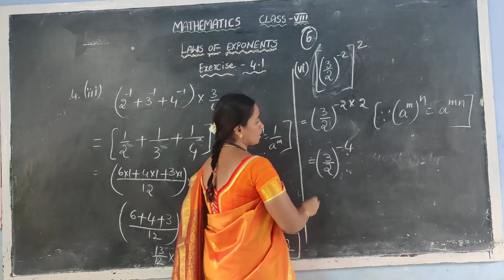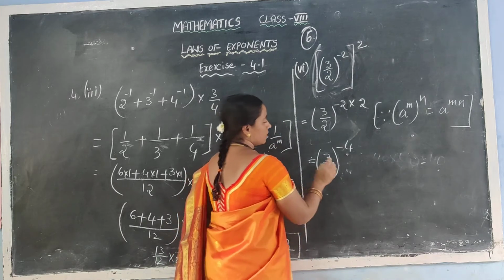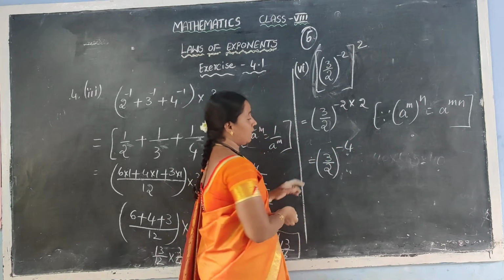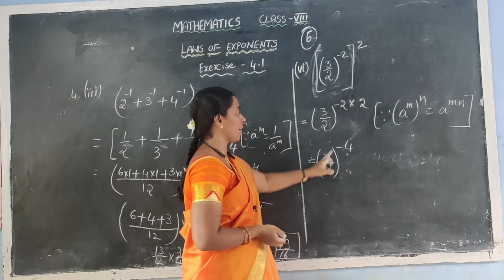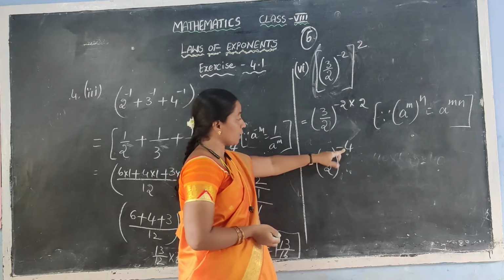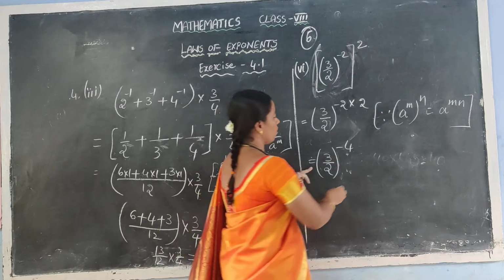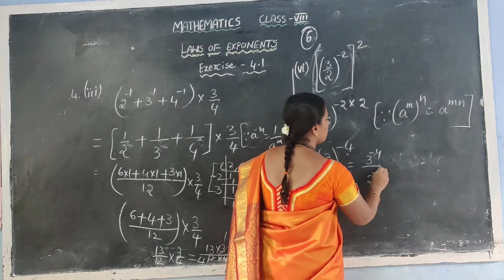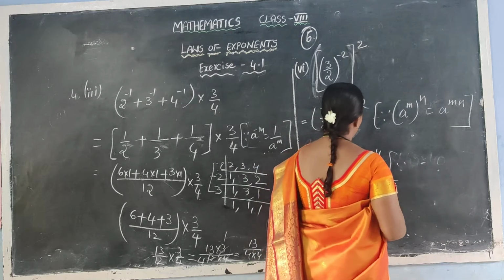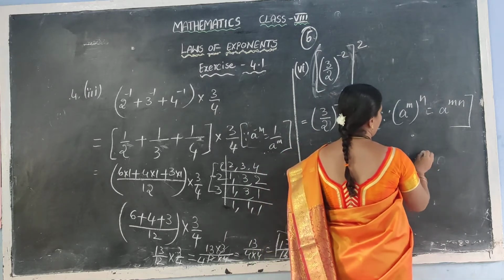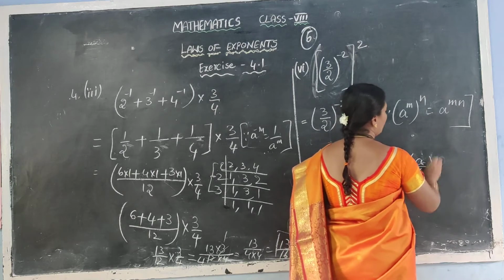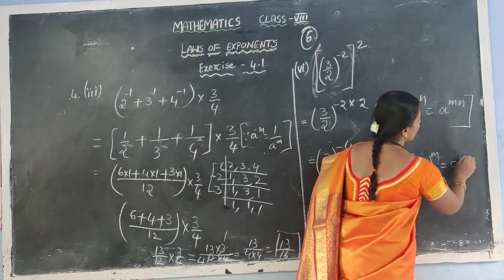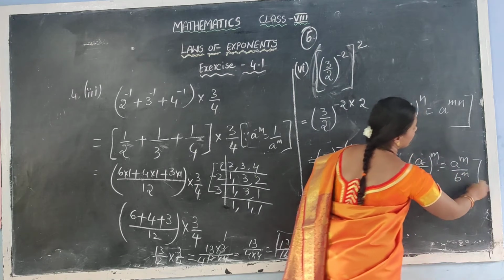Okay, now you see here, a negative exponent. First, this is in the form of a by b whole power m. When a fraction is in brackets with an exponent, the exponent applies to both. So first you have to write 3 power minus 4 by 2 power minus 4, depending on a by b whole power m equals a power m by b power m.